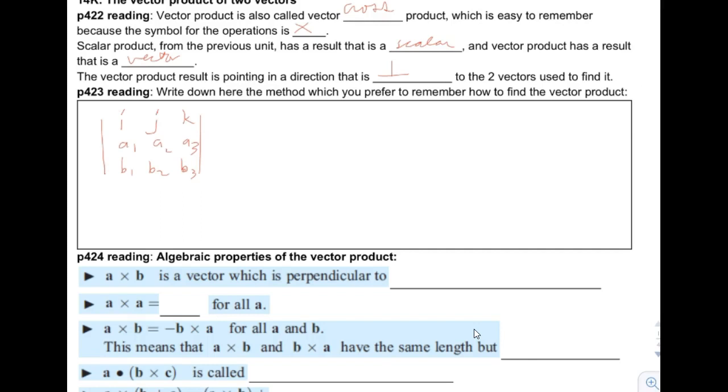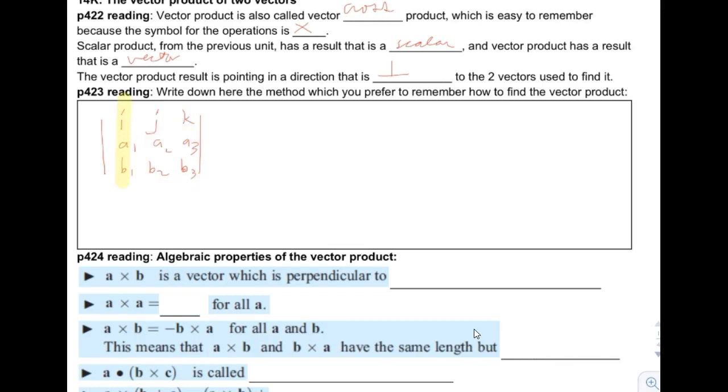So the first row you're going to hide is the i row, and when you hide the i row, what you're left with is these four elements, and you are going to use these four elements to find the determinant, which would be A2 times B3 minus A3 times B2. And then you would multiply that times the unit i vector.